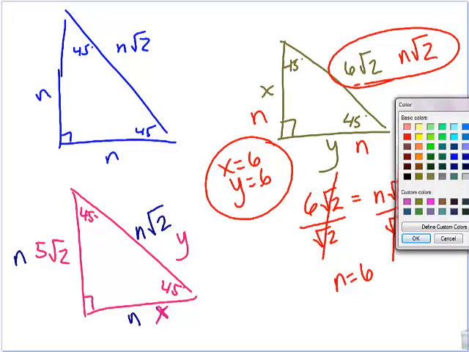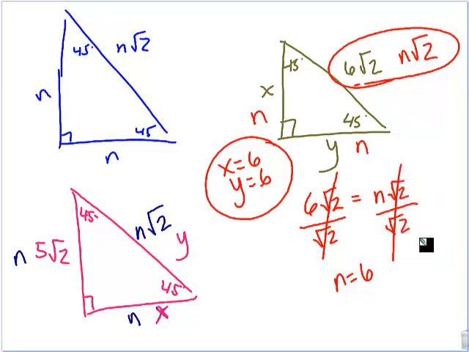Okay, so what side do we know here? That's the side we know. So that's the equation I have. N equals 5 square root of 2. Well, if n equals 5 square root of 2, what does x have to equal?